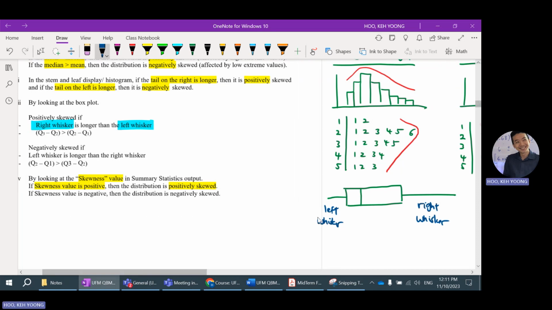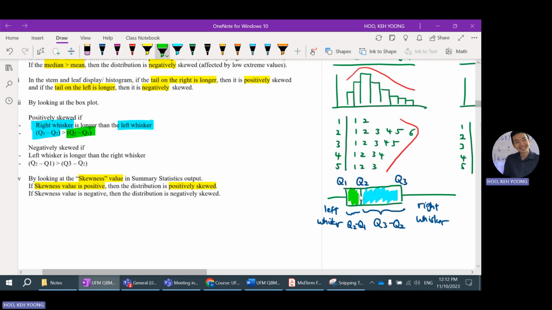Okay, and then if you look at the size of the two boxes, Q3 minus Q2 would be larger than Q2 minus Q1, because the three vertical lines here represent Q1, Q2, and Q3. So the size of the two boxes will be different. Q3 minus Q2, this one is larger than this one.